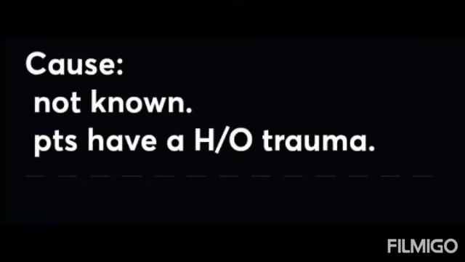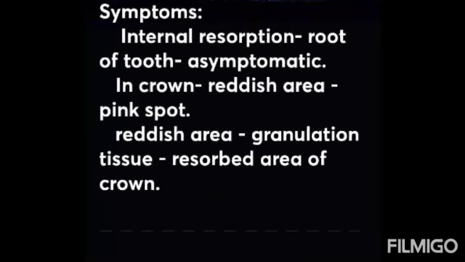Next, moving on to symptoms. Internal resorption in the root of the tooth is asymptomatic. If it occurs in the crown of the tooth, there is a reddish area called a pink spot. The reddish area represents the granulation tissue showing through the resorbed area of the crown. Pink spot, it is very important.